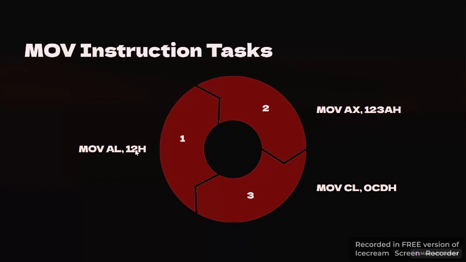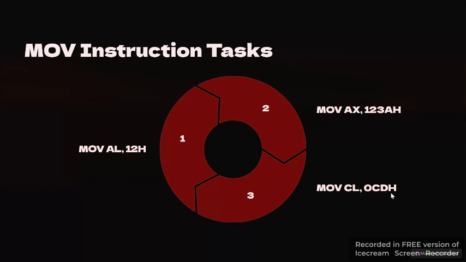Move instruction tasks, here's a task for you: move AL comma 12H. What will be the output? The hexadecimal number 12 will be stored into the accumulator lower register. And the second one is move AX comma 123AH. In 123A there are 4 digits, so every digit occupies 4 bits. So in total we get 16 bits, and we are going to move 16 bits into AX, which is a valid instruction.